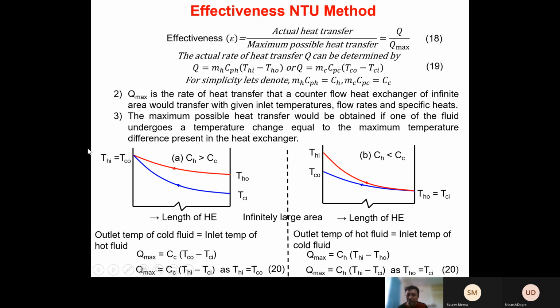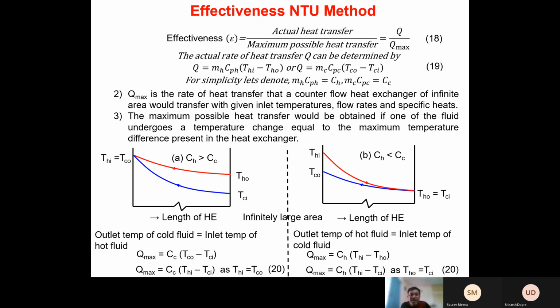Isn't it? Yes, sir. And why does the cold fluid reach T_HI in this case? Because this C_C is smaller than C_H. That means the amount of cold fluid is lower than the amount of hot fluid. That means heating the cold fluid is easier compared to cooling the hot fluid. Yes or no?